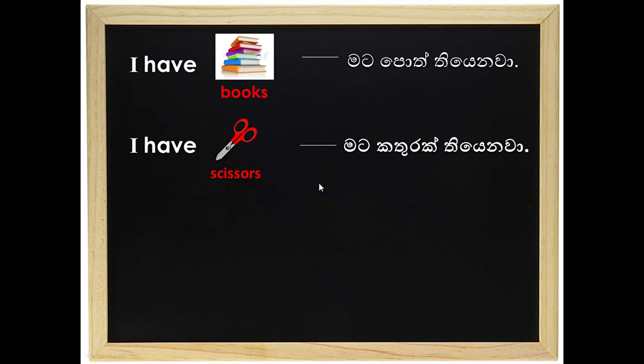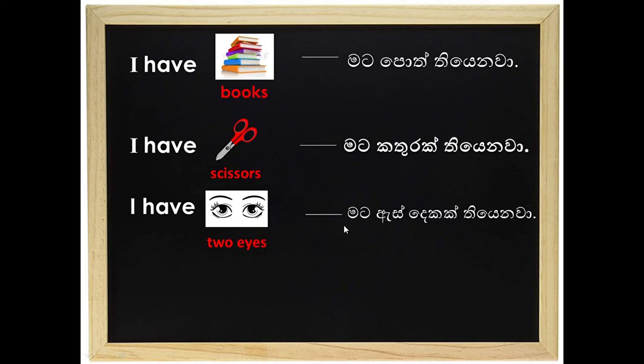Then I have, yes. What are these? Eyes. Then we say I have two eyes. Yes. මට ඇස් දෙකක් තියෙනවා. Last one.